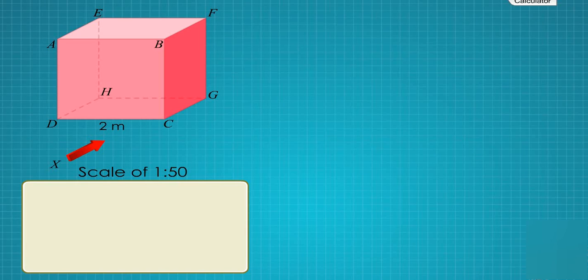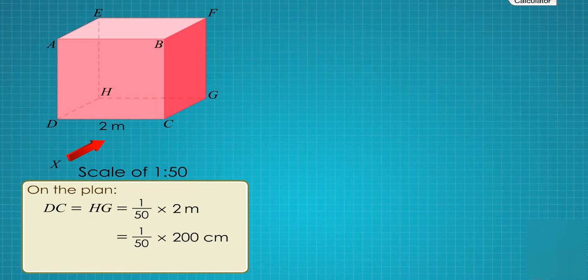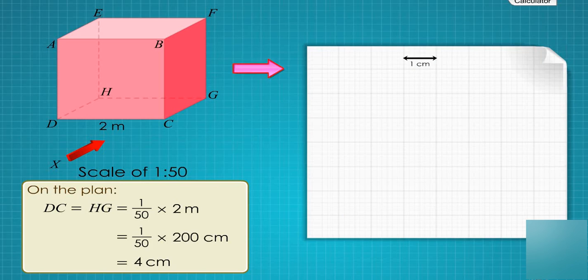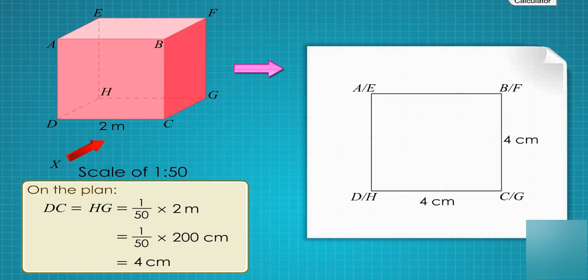Convert 2 meters to centimeters. We know that each side of a cube has the same length. So, we just find the length of one side and apply to all. DC equals HG, which is equal to 1 over 50 times 2 meters. 2 meters is equal to 200 centimeters. So, we have 1 over 50 times 200 centimeters, which equals 4 centimeters. Hence, now we can draw the front elevation of the cube, which is a square with sides of 4 centimeters in length.